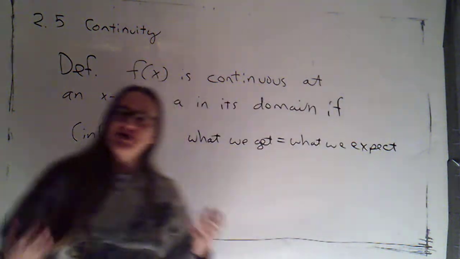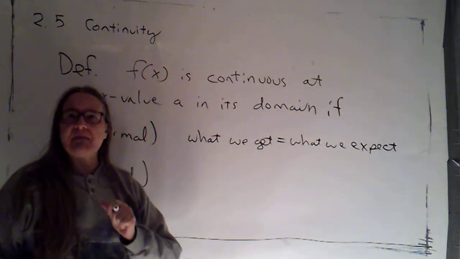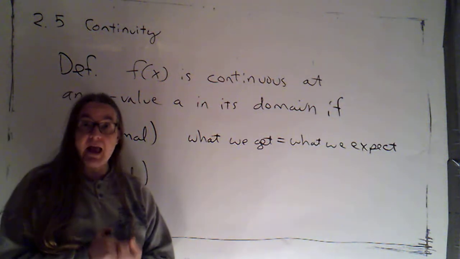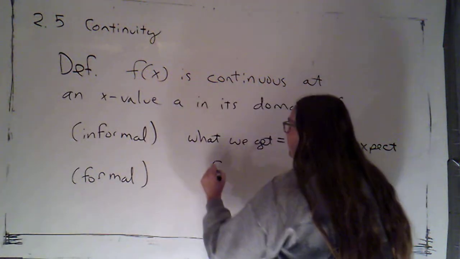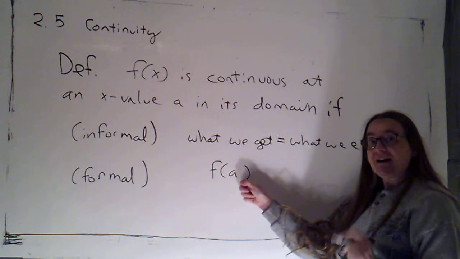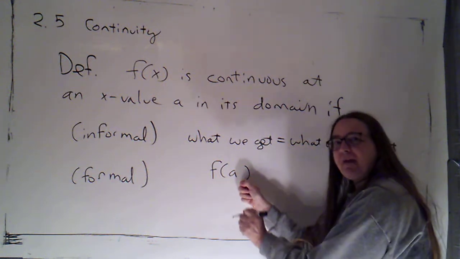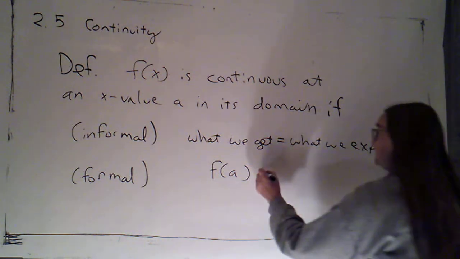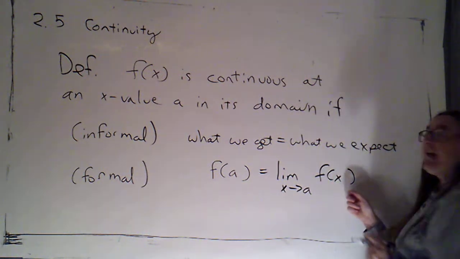So I sometimes think of a continuous function as one where nothing weird happens. We always get what we expect. Now here we're talking about a function just being continuous at a particular x value a in its domain. So what we get would simply be the function value. That would be f evaluated at a. If I'm graphing, that would be where there's marker on the board or where there's ink on the page, where I actually have a point that's part of the graph. What I expect, that's going to be the limit as x approaches a of f of x.